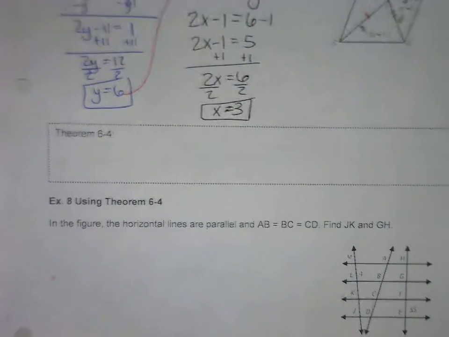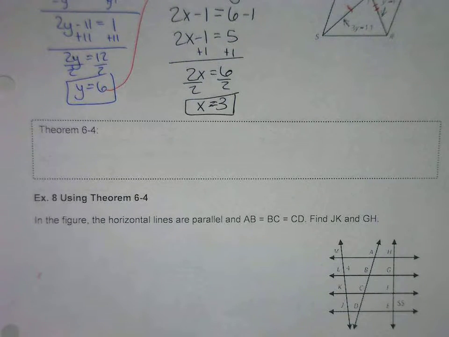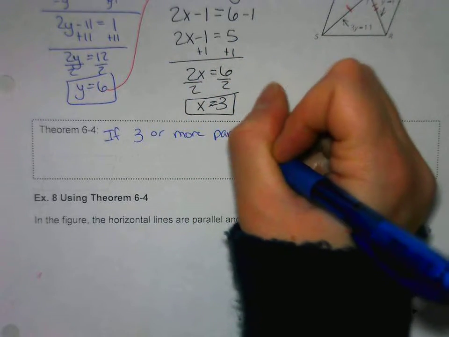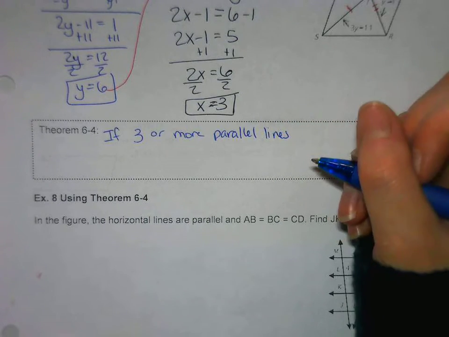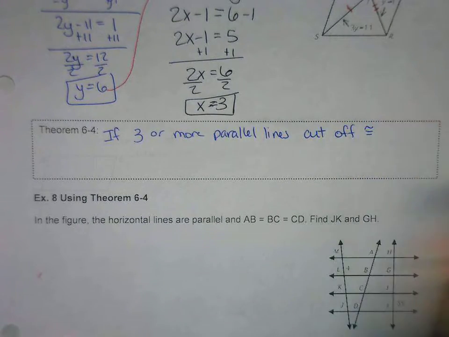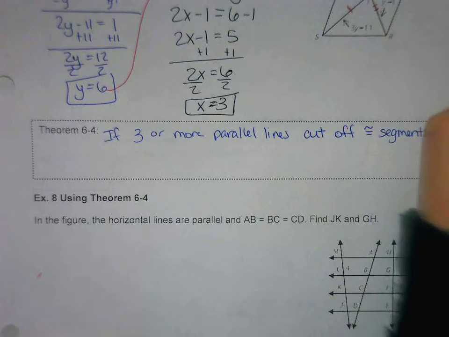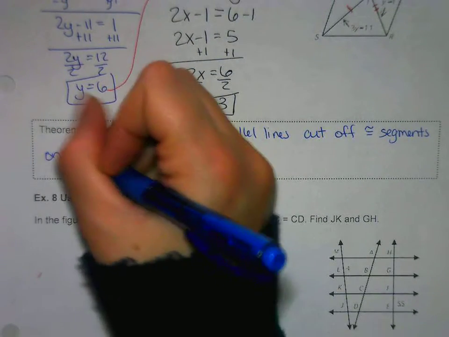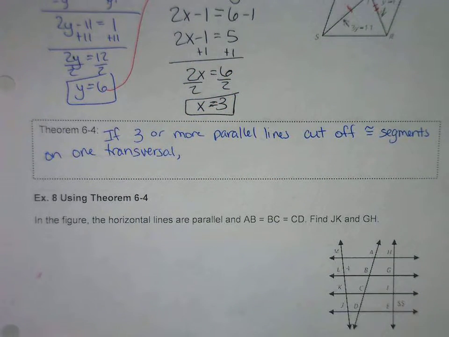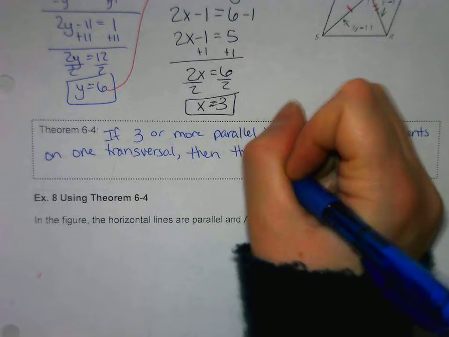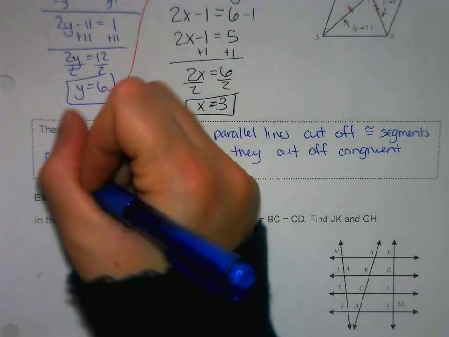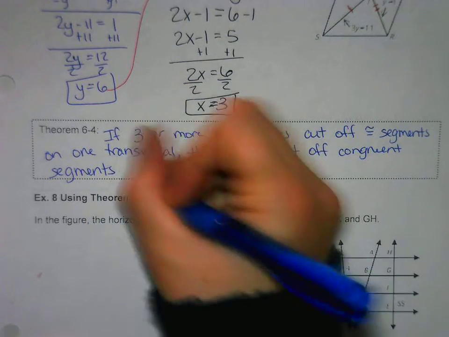So now we are going to identify theorem 6.4. It states if 3 or more parallel lines cut off congruent segments on one transversal, then they cut off congruent segments on every transversal.